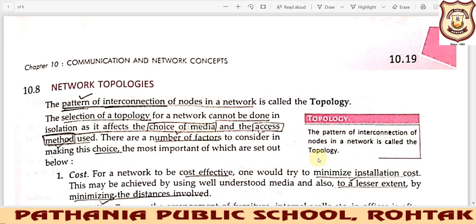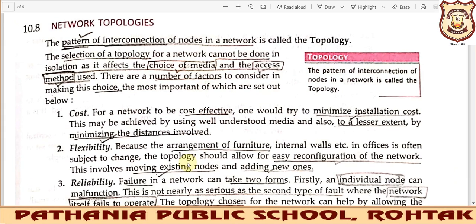There are different ways with the help of which we can select our strategy for how we will be connecting all the computers together. It totally depends upon the choice of media and the access method you are using. Based on these things, we will be selecting the topology for a particular network.